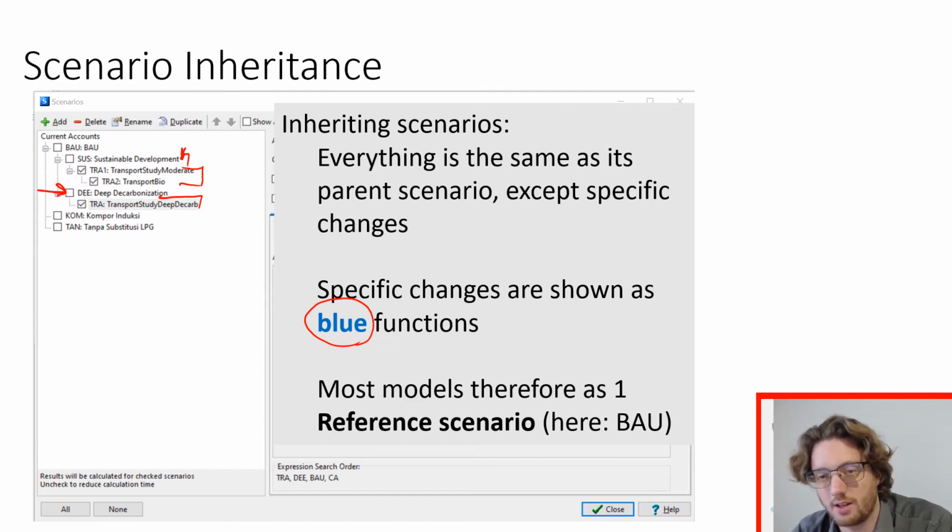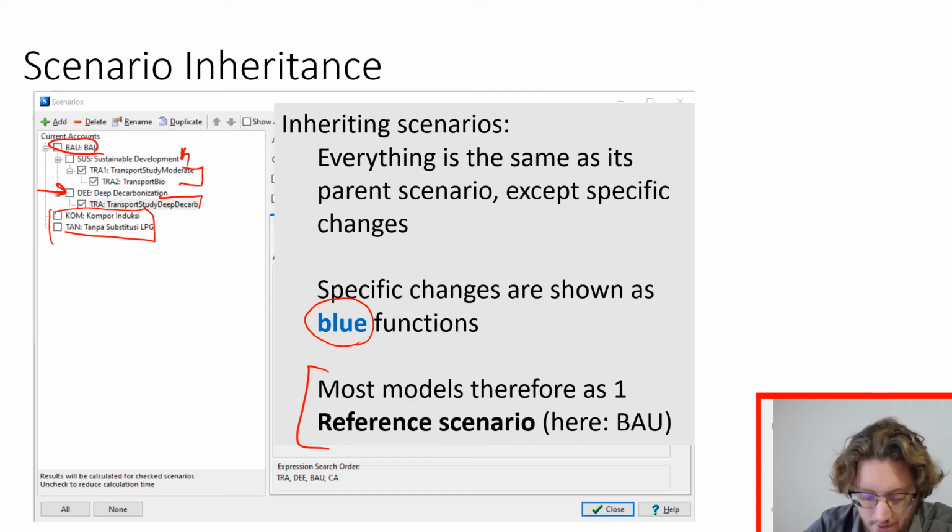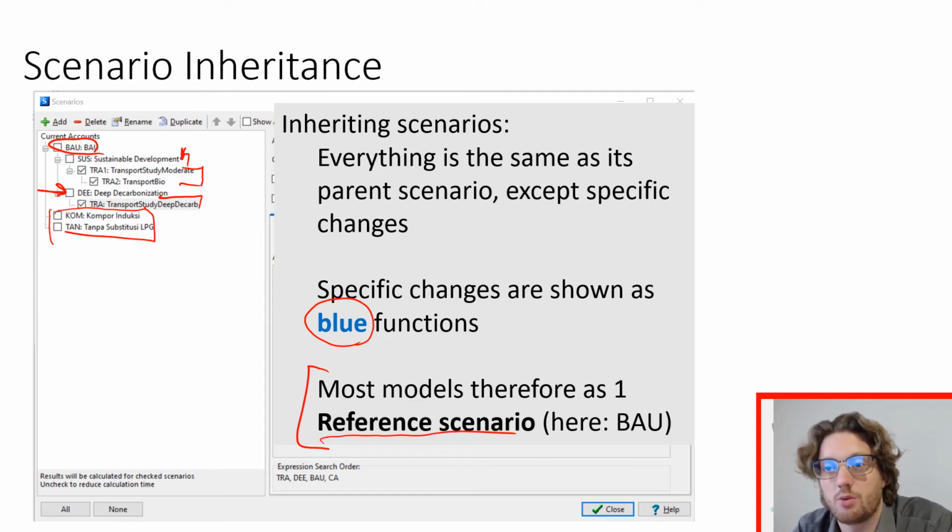So the practical application for this is that most models, other than current accounts, usually have some kind of BAU or reference scenario. So here we have two other weird scenarios that we don't really use in this case. Those have been defined differently. But here we have one major reference scenario, and here it is BAU. So every other scenario inherits from that scenario, because then we have those projections to 2050, and those are the ones that we think is our baseline, except where we are diverging specifically from this. And we do that in blue in the different scenarios.